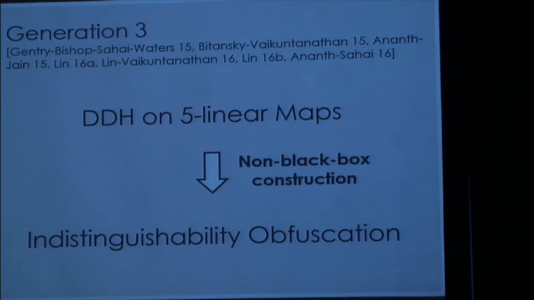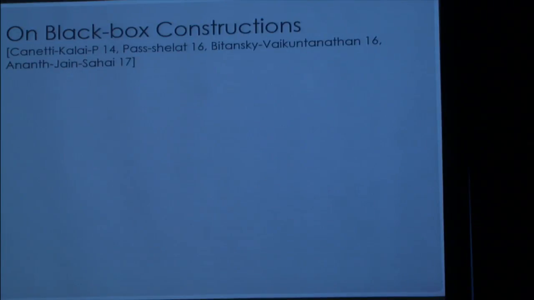In fact, the construction makes non-black box use of the underlying multilinear maps. So when you execute the obfuscated program, the program itself generates more encodings. So it really depends on the exact way encodings are represented. So it turns out that this non-black box use of multilinear maps is somewhat inherent.